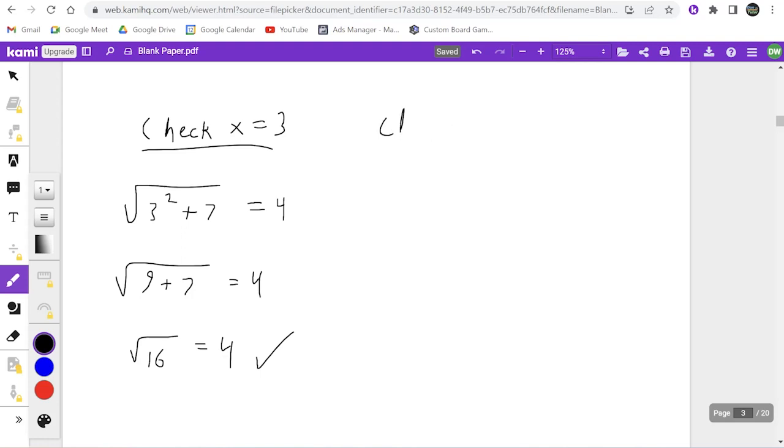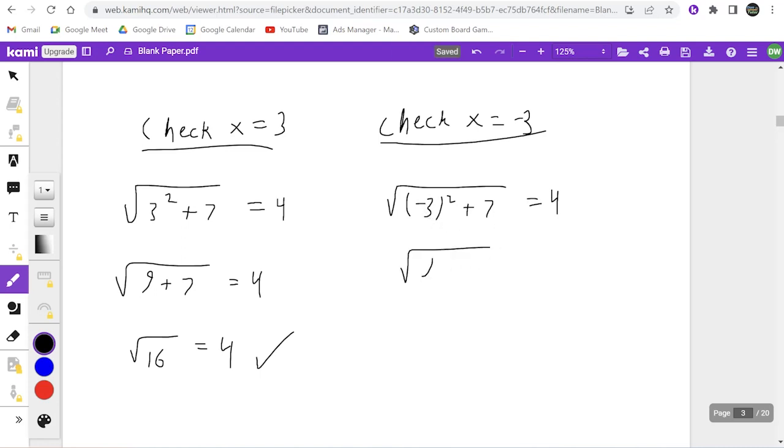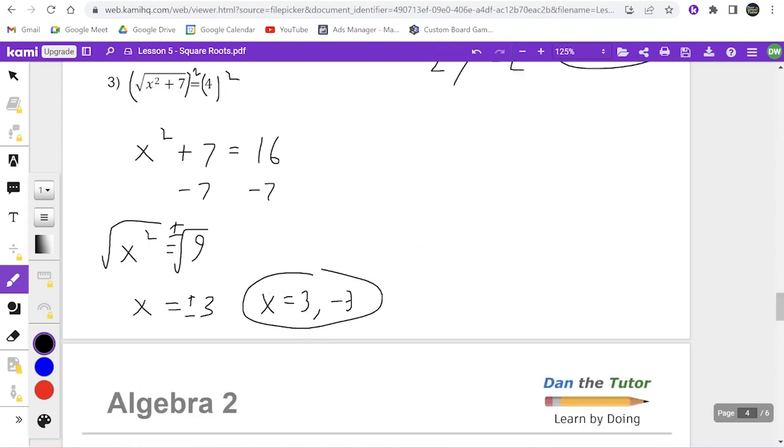Now I got to check x equals negative 3. And for that, I'm going to say square root of negative 3 squared plus 7. Does that equal 4? So remember that a negative number squared is positive. So it's root 9 plus 7 equals 4. And then that's root 16 equals 4. It's the exact same thing. They both work. So in other words, when I go back to my first page and I get this answer, I'm circling both. They both work. And so I have 2 solutions. Any questions there?